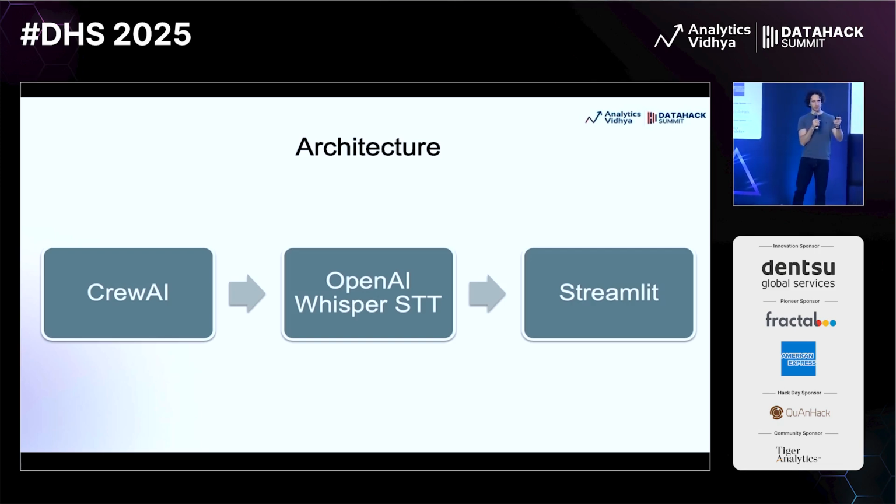All right, the architecture is CrewAI, then we use OpenAI Whisper. Who knows OpenAI Whisper? Perfect. It is essentially for doing speech to text, so you talk and you get a text out of it. It works very, very well. And then we use Streamlit. Do you know Streamlit for building web apps? It's a Pythonic way to build web apps in a few lines of code, and you get something beautiful out of it.